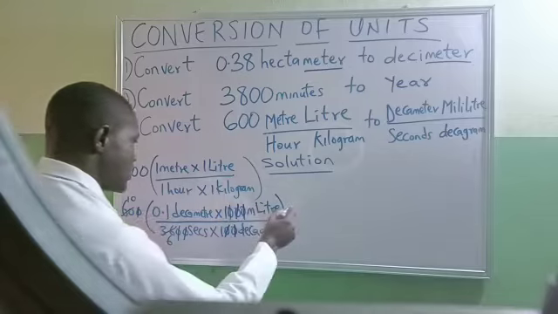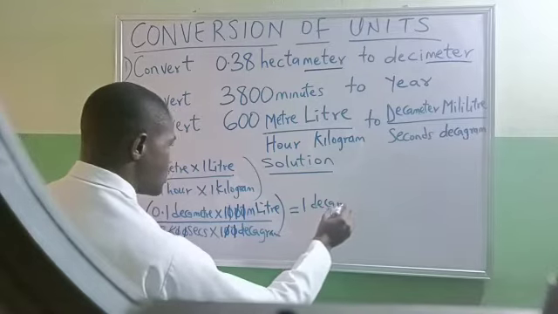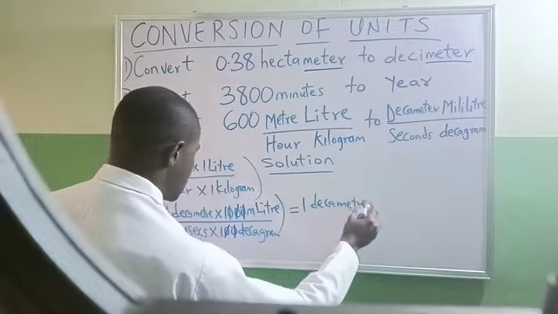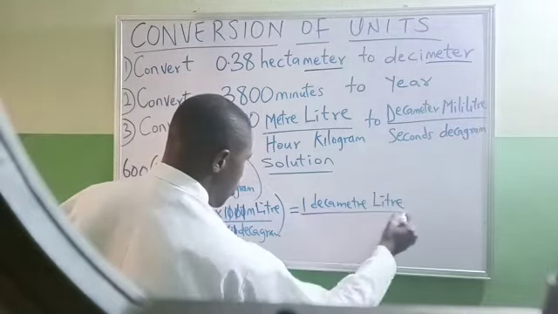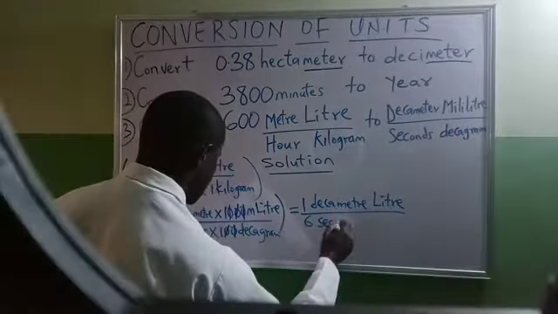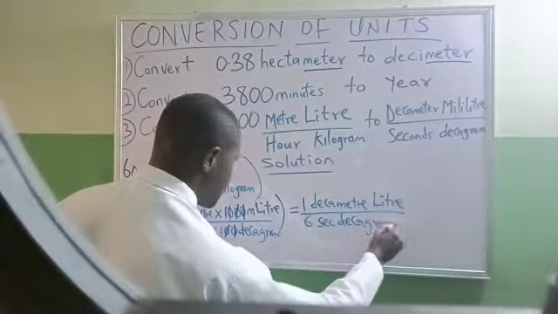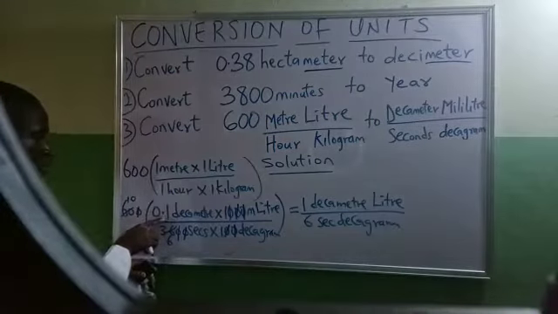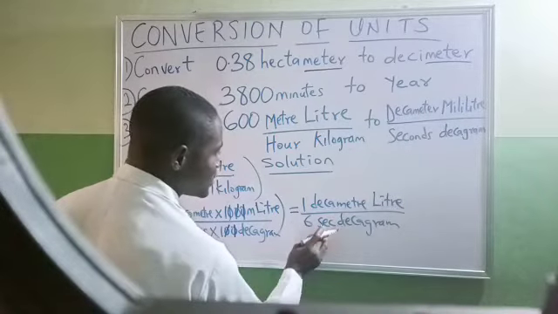10 times this will give you 1 decameter liter, all over 6 second decagram. I repeat, 10 times this, 1 times 1, 1. All over 6 seconds times 10 decagram. So this will be the answer. That is 1 over 6 decameter liter per second decagram.